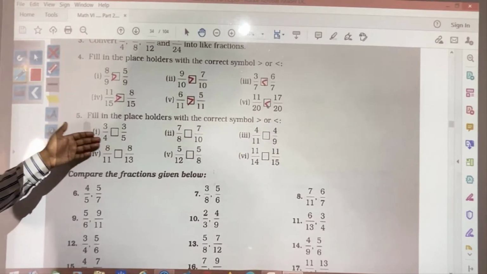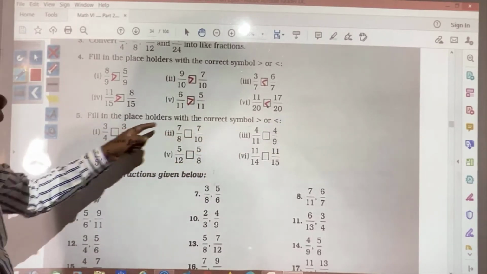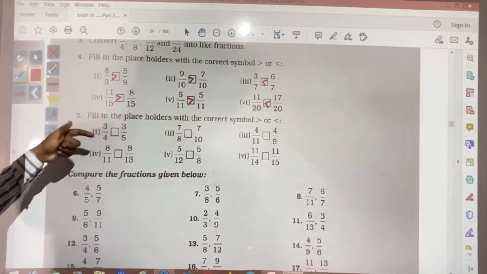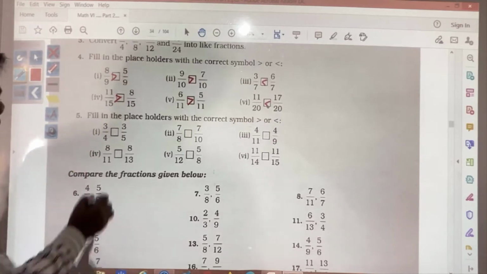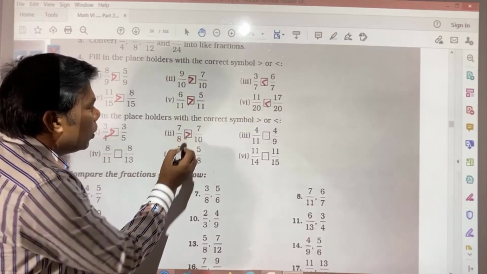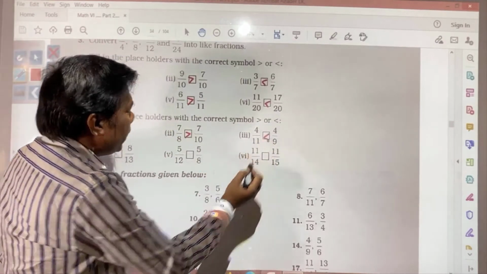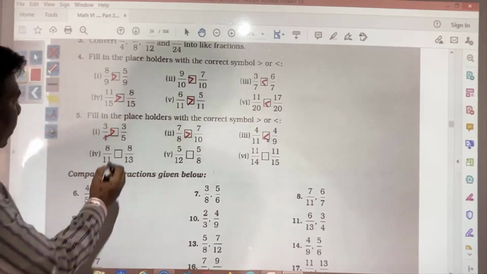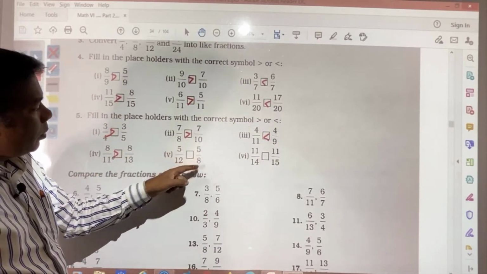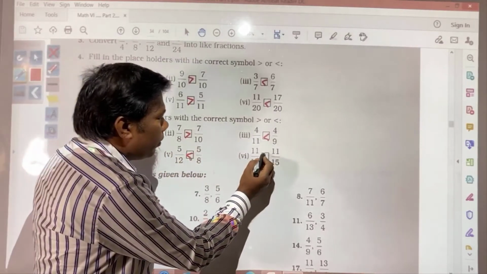The same similar question you have. So here you have numerators equal. So just opposite to that we will do. Here 4 is smaller, that's why this fraction will be greater. 8 is smaller, so 7 by 8 will be greater. 4 by 9 will be greater. Here 8 by 11 will be greater. Here 5 by 12 and 5 by 8, so 5 by 8 will be greater, and 11 by 14 will be greater.